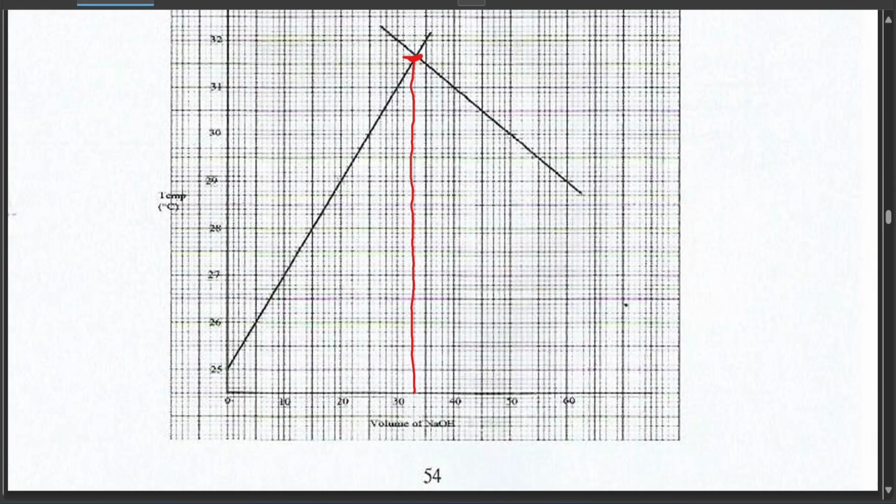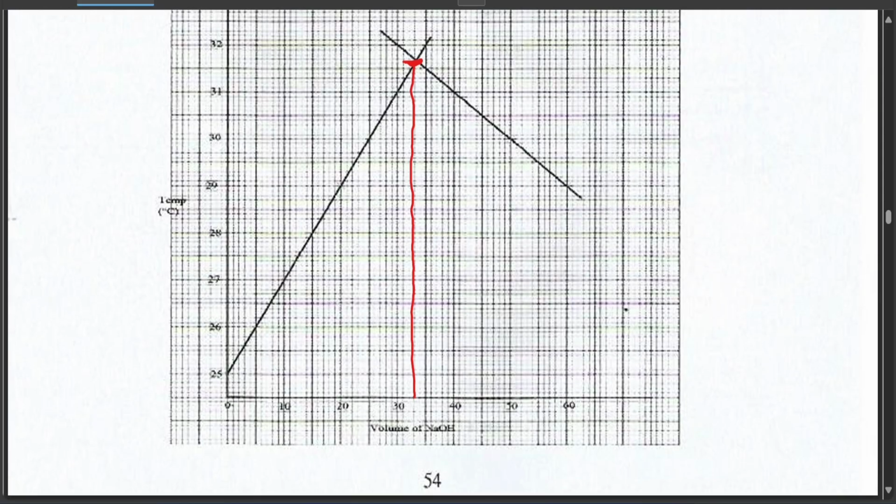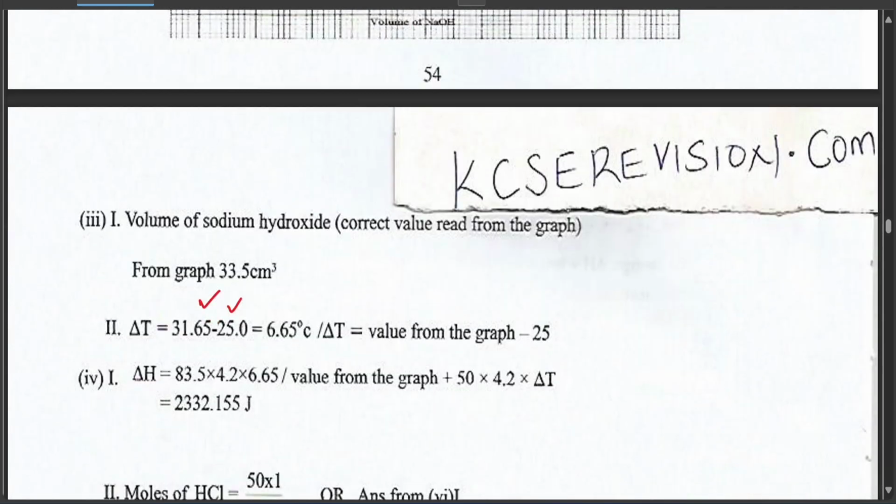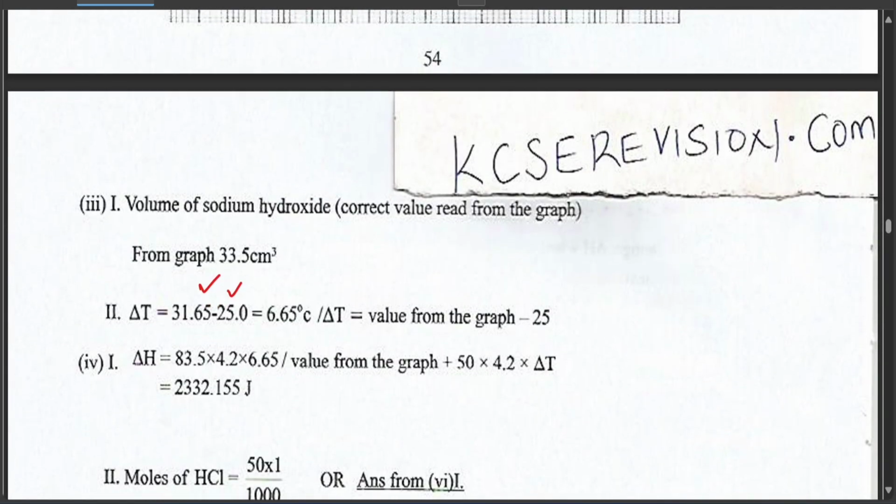31.5, supposed to be somewhere there. If you look at it carefully, I think it's around here. This is 31.5, so that's the highest and that's the lowest. You just subtract these two and it gives you a difference of 6.65 degrees Celsius. We got it from the graph and not from the table.